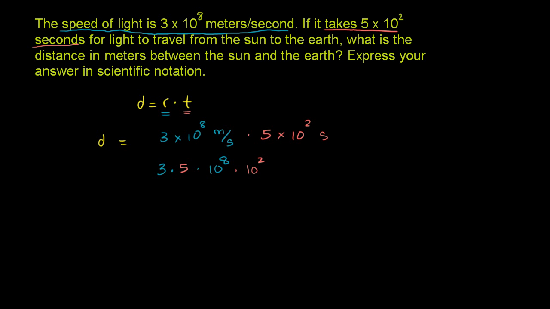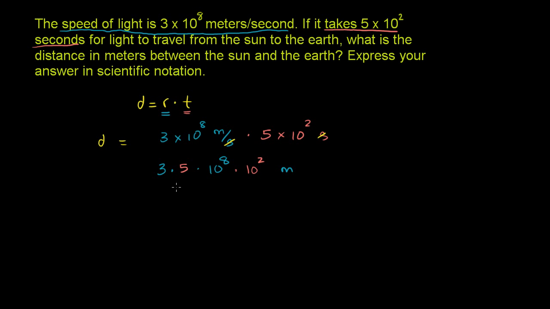And let's see what happens to the units. You have meters per second times seconds. A second in the numerator, second in the denominator. They cancel out, and you're left just with the meters. And that is nice because our answer needs to be in meters. The distance in meters between the sun and the earth. So what's this going to be?